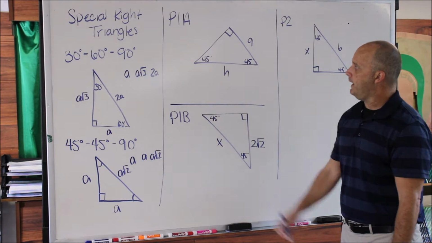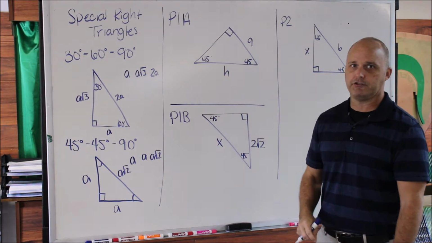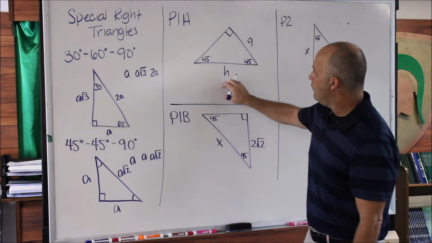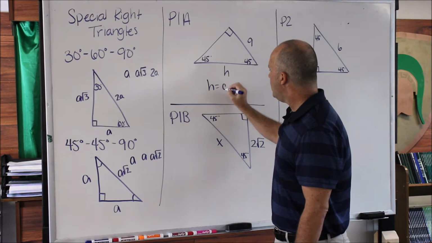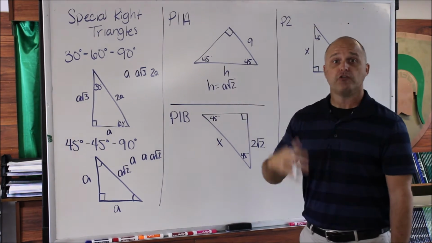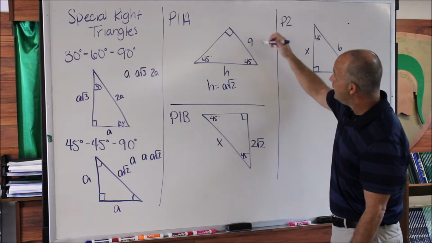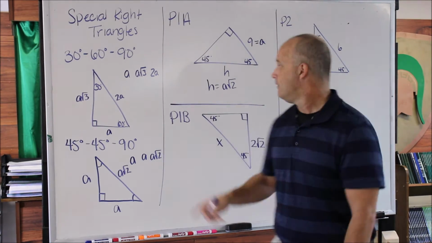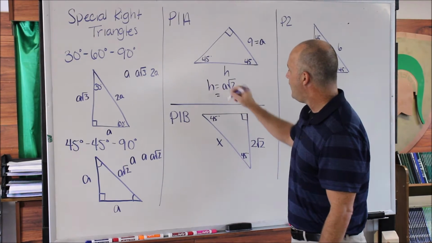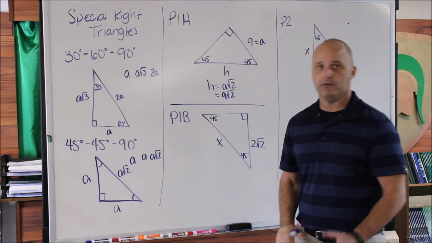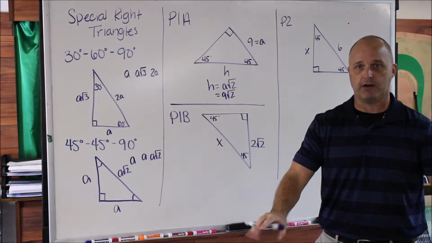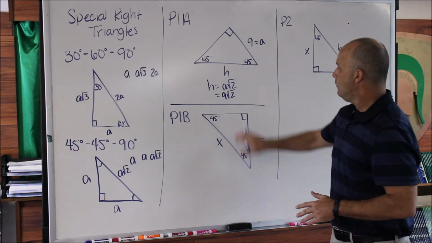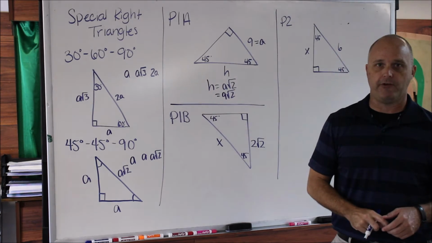In problem number 1A, you can see that we're given a 45-45-90 triangle. We are told that a is equal to 9. Well, we know that h is equal to a square root of 2. So what is the value of a? The value of a is right here: 9 is equal to a. So all we're going to do is plug 9 in for a. That means the hypotenuse is 9 square root of 2, and you're done. That's all you've got to do, because this is now in lowest radical form, and we've filled in what that variable is.